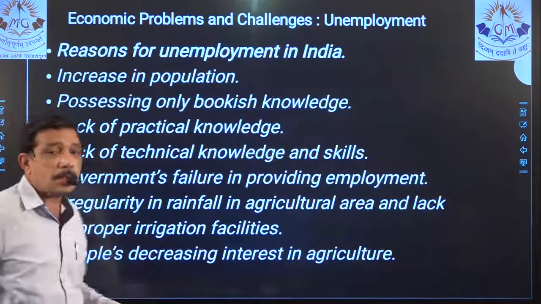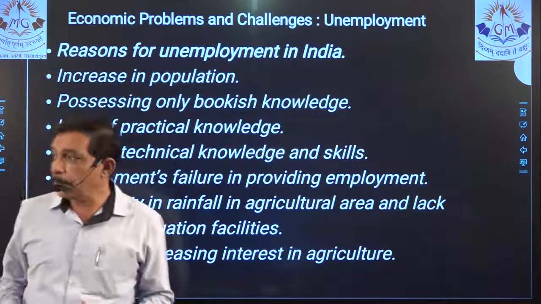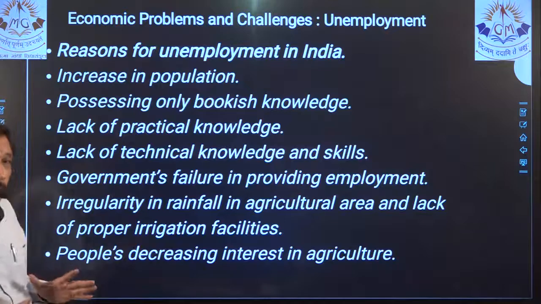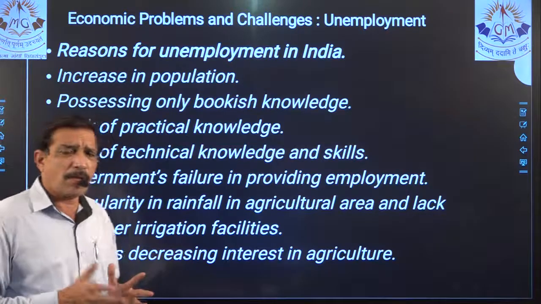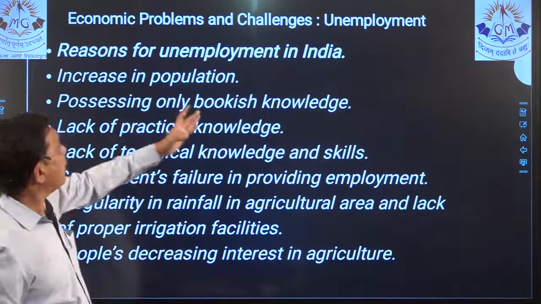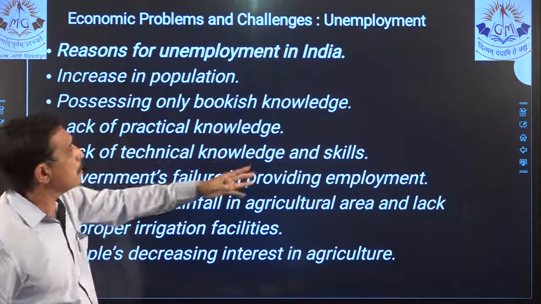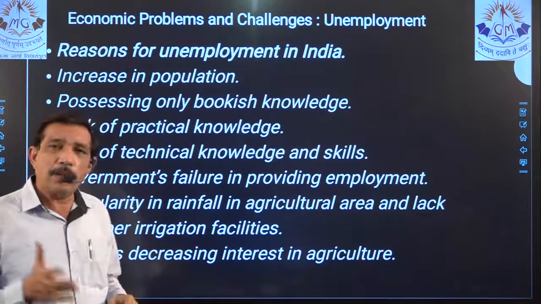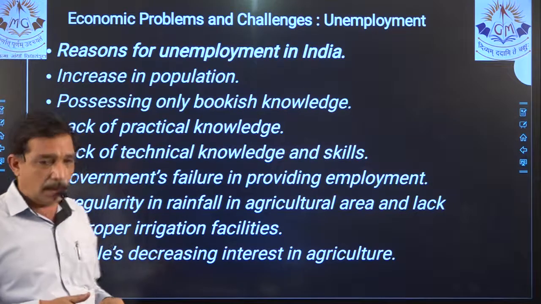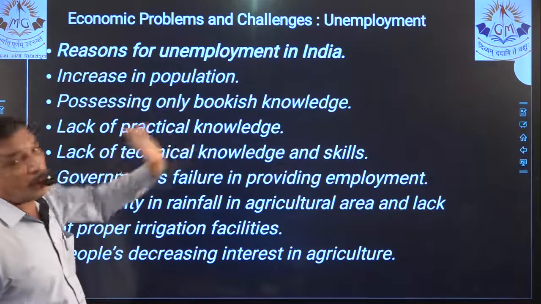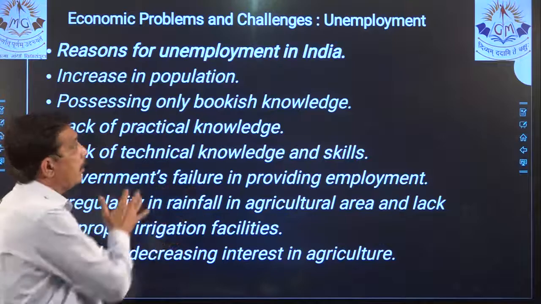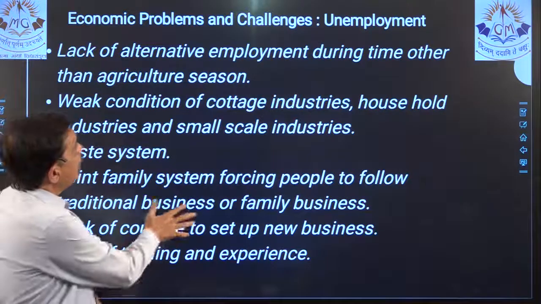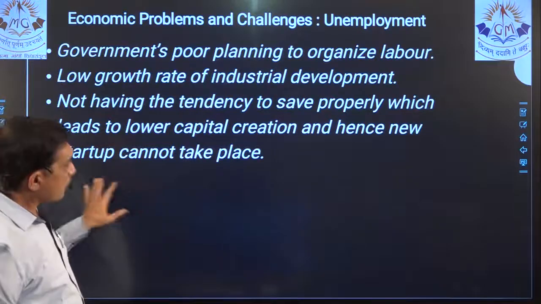Right. So this is a 3-mark question, and because half line answers are there: increase in population, possessing only bookish knowledge, lack of practical knowledge. So you can easily memorize this and you can get complete 3 marks out of this. Because reasons for unemployment in India, you should be well aware of why. Lots of points are there.